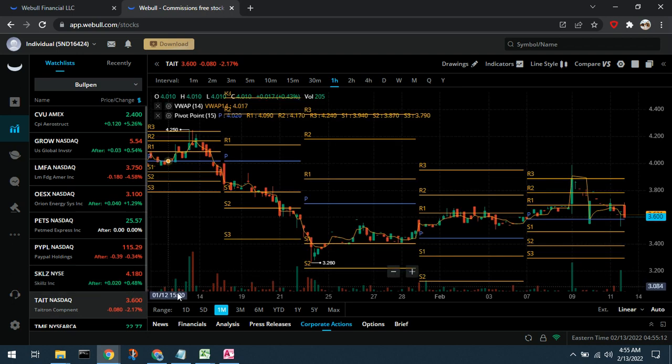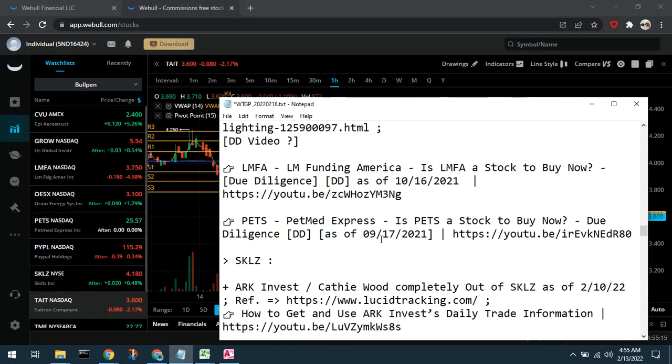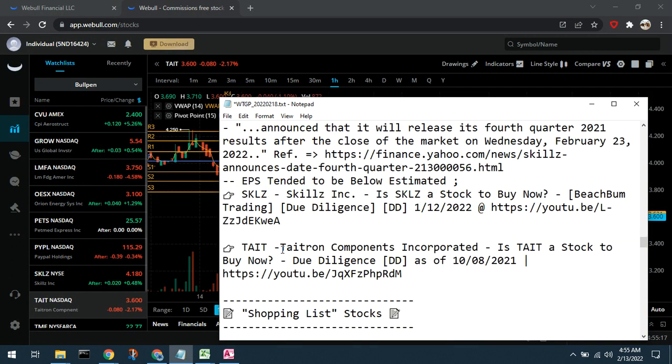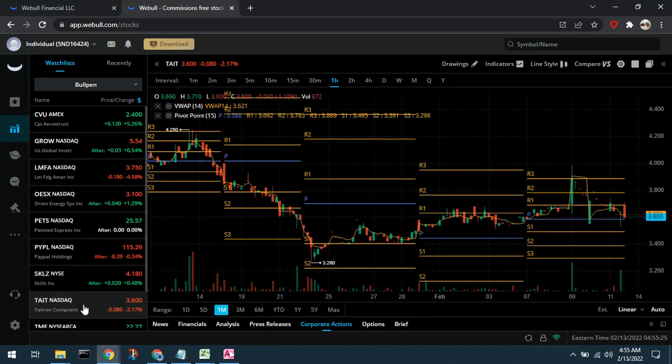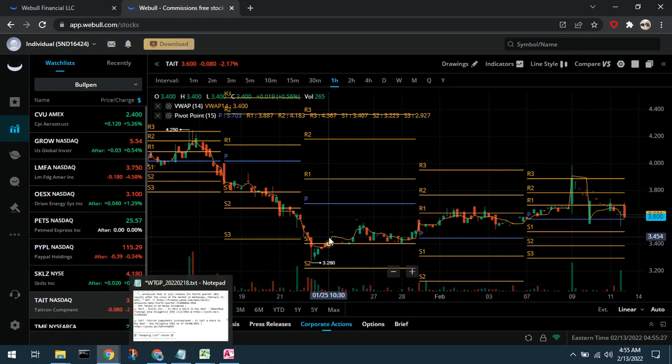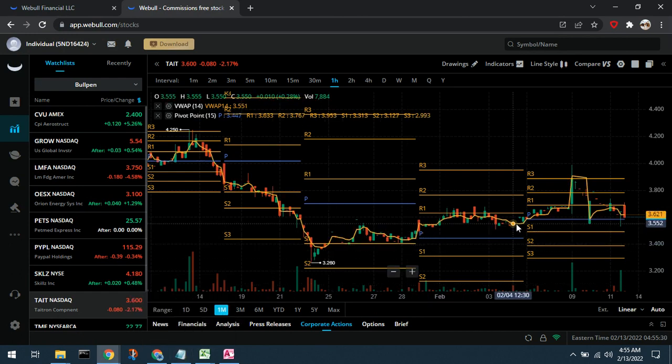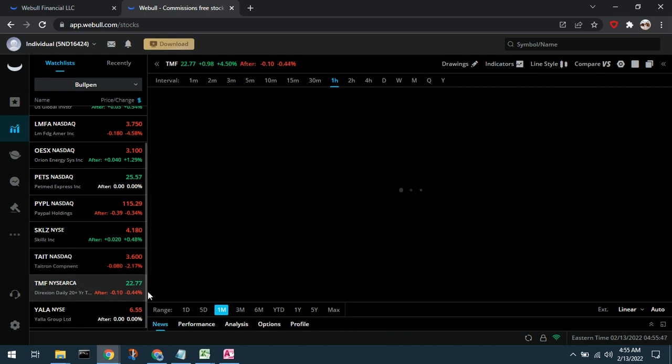Tait is another one we've had on our watch list in the past, we've owned in the past. Tatron components, we do have a due diligence video out on Tatron, so you can see why we're interested in it. It's another aerospace defense type company. It's a low float, so it's a little choppy. So we'd like to get it a little cheaper if possible. See if we can get a double bottom. See it stabilize, but again, you can see our due diligence on why we're interested in Tait, and when we'll move them up.